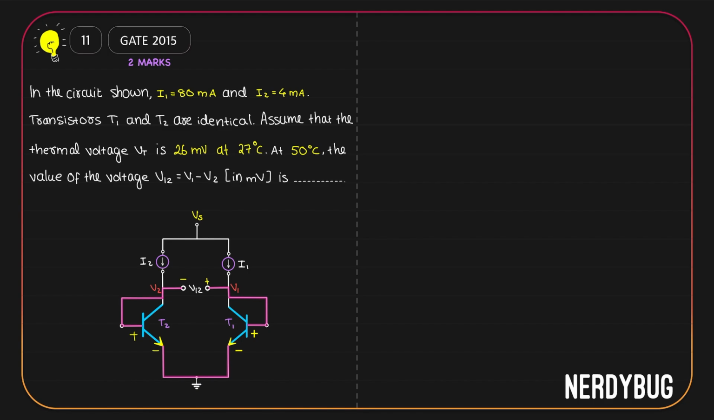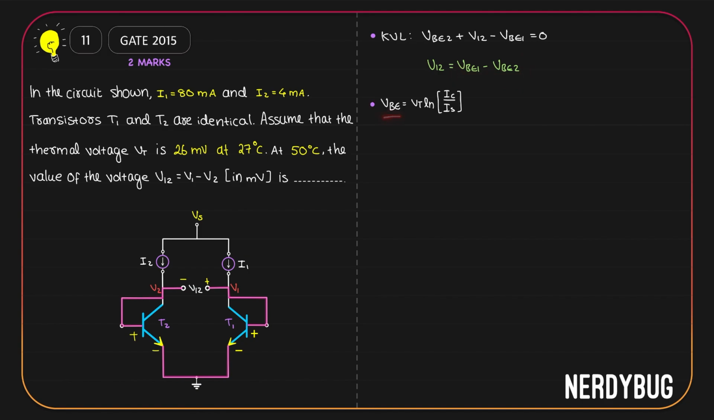So if I apply KVL, I can write VBE2 plus V12 minus VBE1 is equal to 0, or V12 is VBE1 minus VBE2. So to find V12, all we need is the difference between VBE1 and VBE2. We already did that in one of our previous problems.